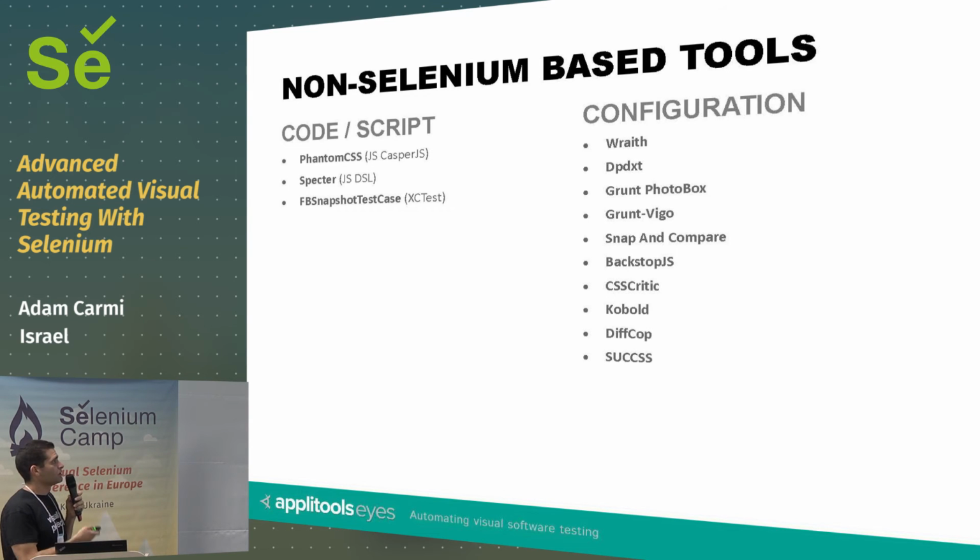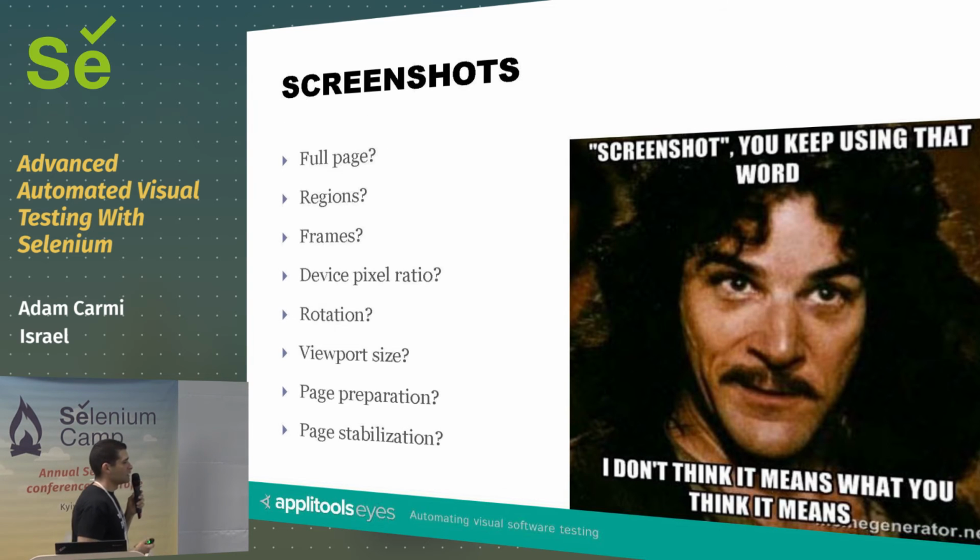So here's a sample of some non-Selenium-based tools. There are many of them as well, but you can see that the majority of them are configuration-based. They usually go to the quick feedback tool category, and that's about it. When it comes to taking screenshots, it seems like a trivial thing. After all, we do have the WebDriver get screenshot method, so what's the big deal about it?